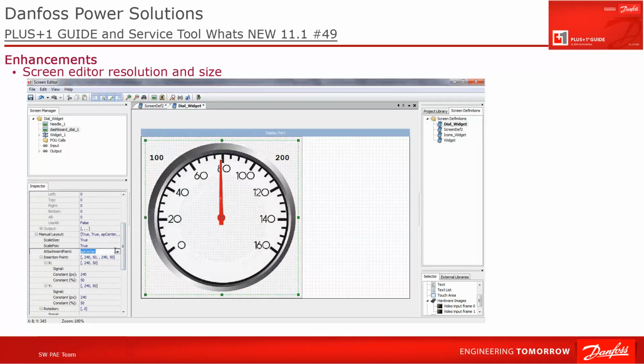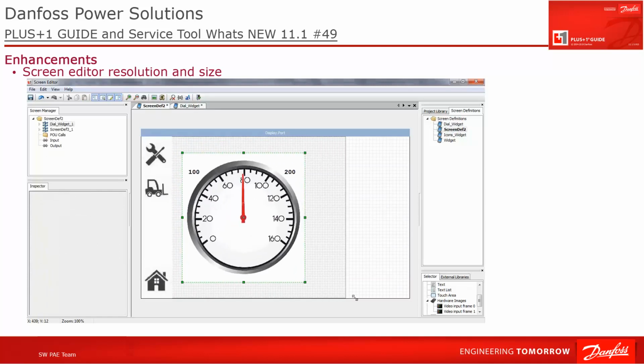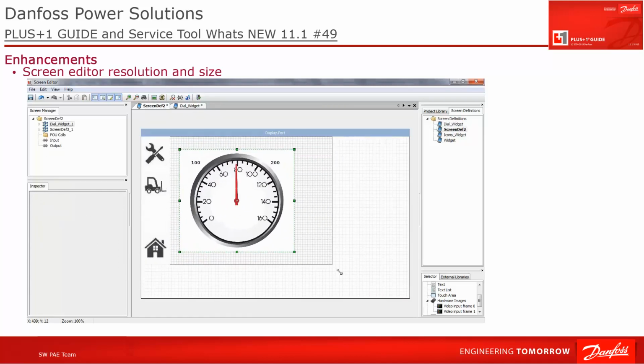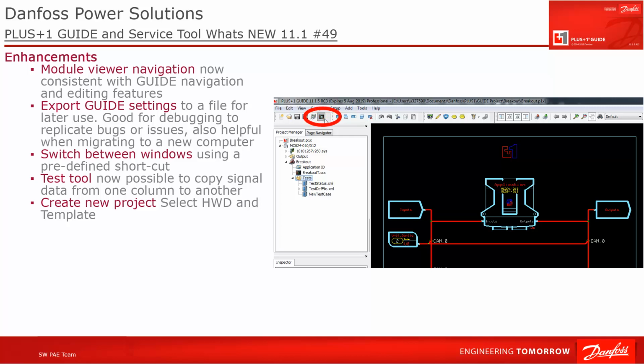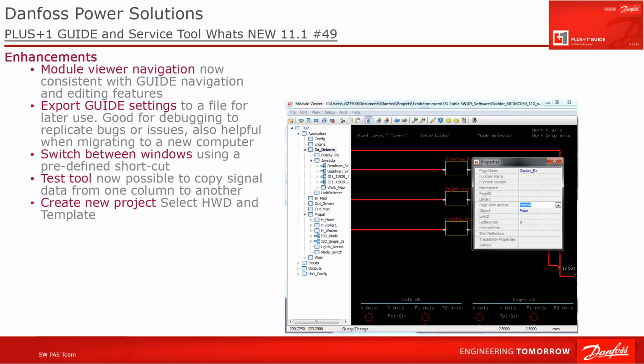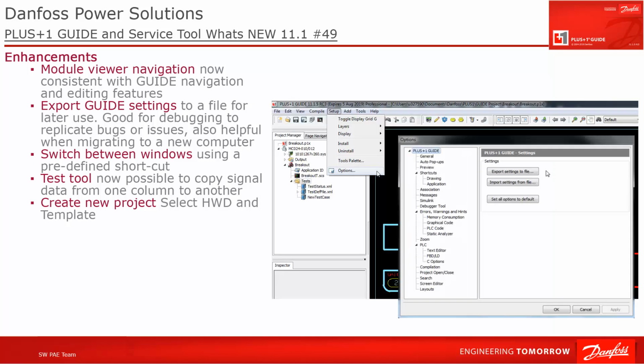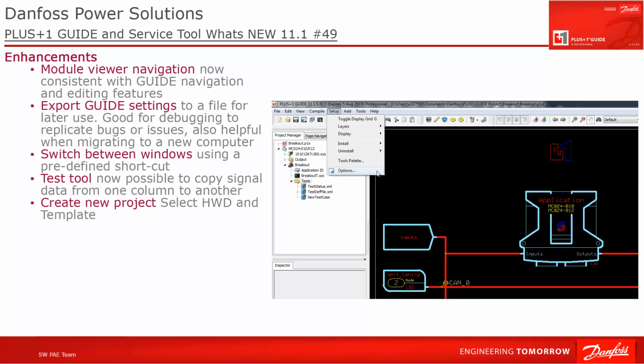Especially for complex widget development with different items or components, there is a way to control how the scaling is handled and make it easier to share in different screens and ratios. Additional enhancements are the module viewer, which has been improved with the option to copy page property values, back and forward page navigation, and the page navigator tree like it is in Guide. The export Guide settings: now it is possible to export all Guide settings to a file. This could be helpful when migrating to a new computer or replicating bugs or issues, for example.